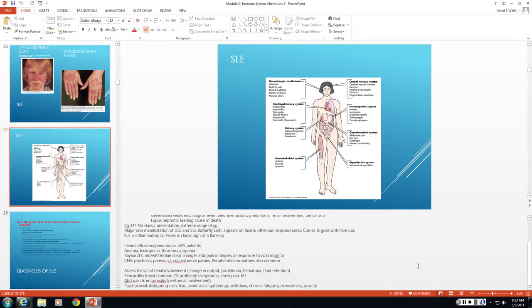Psychosocially, you're going to be assessing for the disfiguring rash and how it affects them. If they have a rash like that, they're going to have fear. They're going to want to avoid social gatherings. They could be withdrawn. They could have problems with anxiety, chronic fatigue, and weakness.